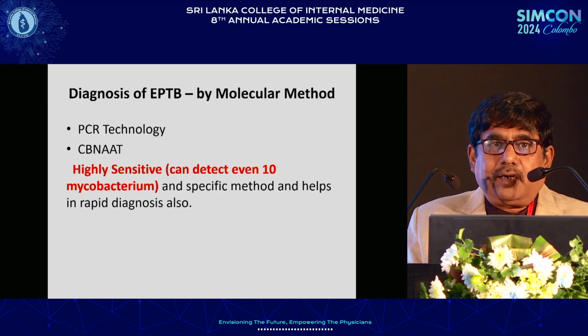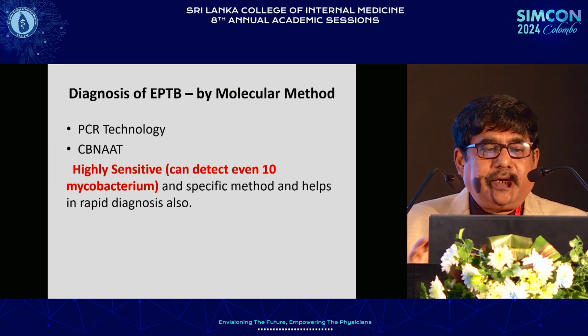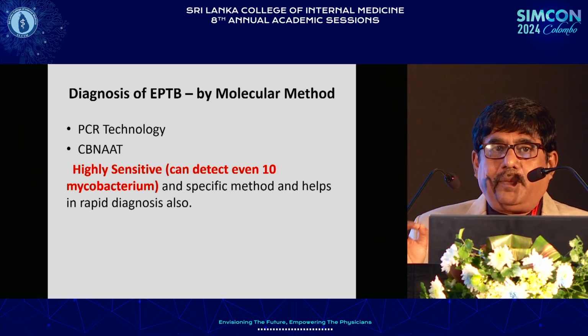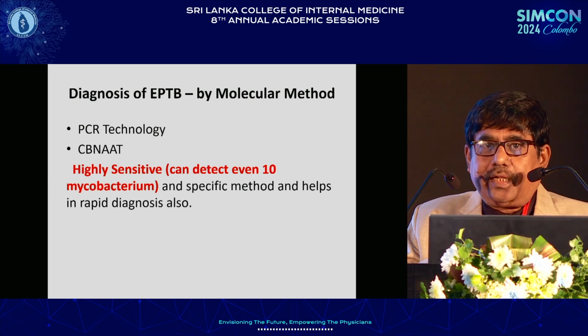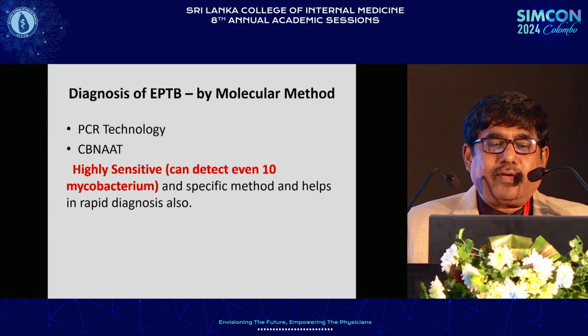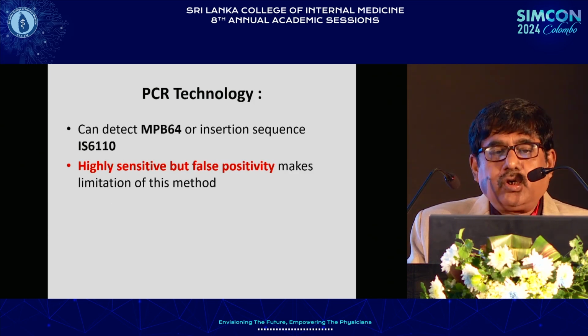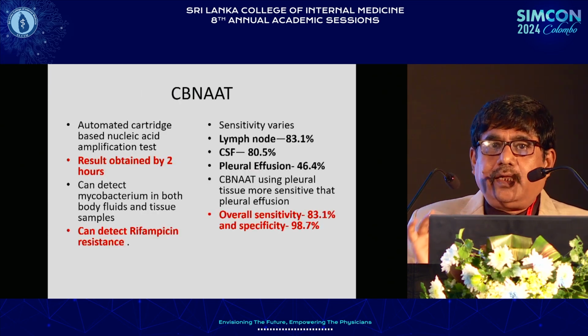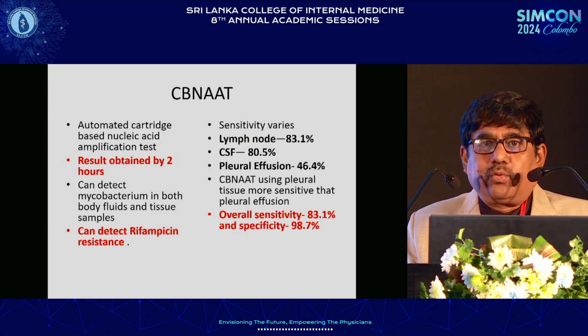There are other methods, as I told, the molecular methods. One is PCR technology and CBNAAT. This is highly sensitive. Even with the presence of 10 bacilli, you can get CBNAAT positivity. So for AFB staining 10,000, for culture 100, and for CBNAAT a minimum of 10 bacilli is required. CBNAAT is very popular nowadays in India, because very quickly, within 2 hours, you can get the result.